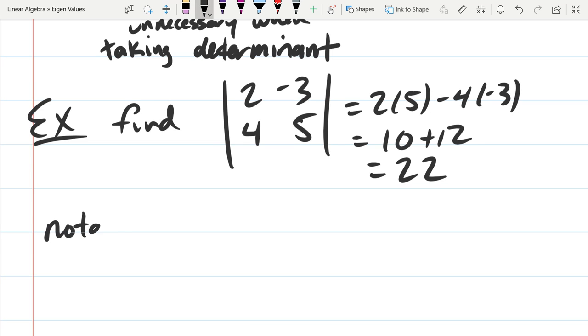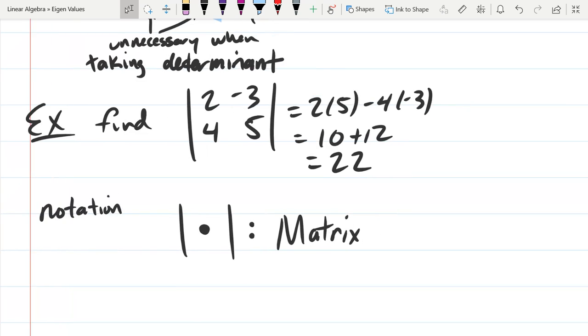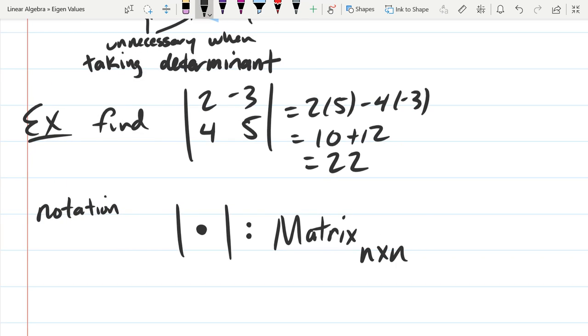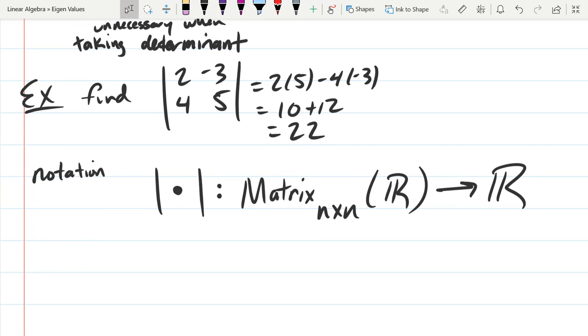So our notation, we use vertical bars like this, and a lot of times we use a dot for the input. So this is going to go from matrices, they have to be square matrices, so it's going to be n by n matrices. And if you have real coefficients, then your output will be real numbers. So just like we did right there, the output was going to be a real number. If all of your values are integers, your output will be an integer as well, more specifically. A fraction won't show up if you didn't start out with fractions.